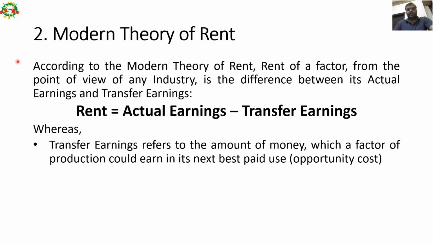So this is the second set of theory, which is the modern theory of rent. According to the modern theory of rent, rent of a factor from the point of view of any industry is the difference between its actual earning and transfer earning. So rent is equal to actual earnings minus transfer earnings. This is the formula for calculation of rent as per the modern theory of rent.